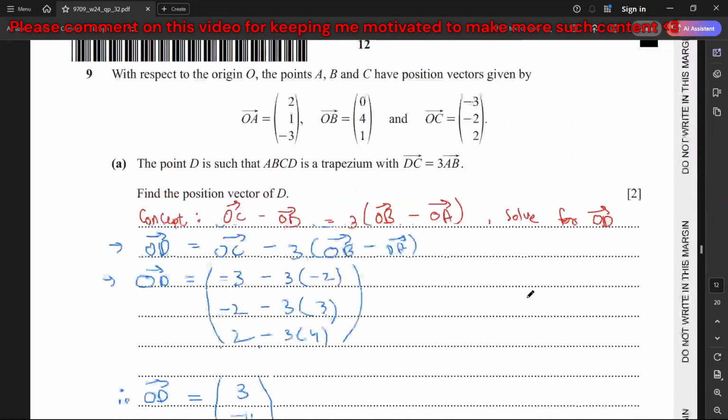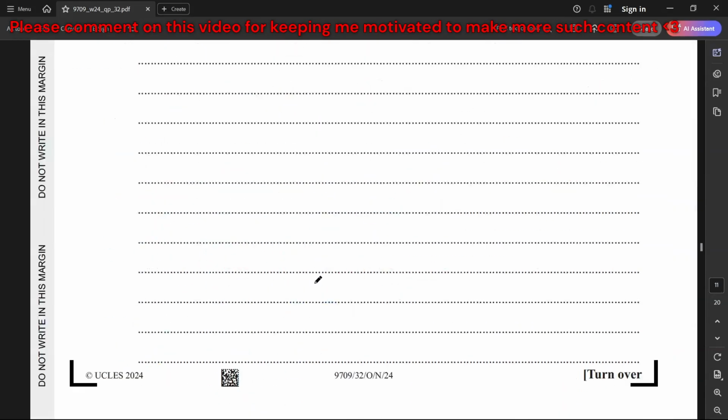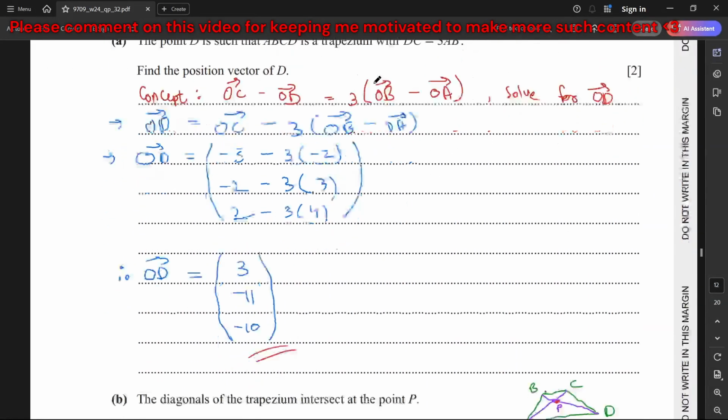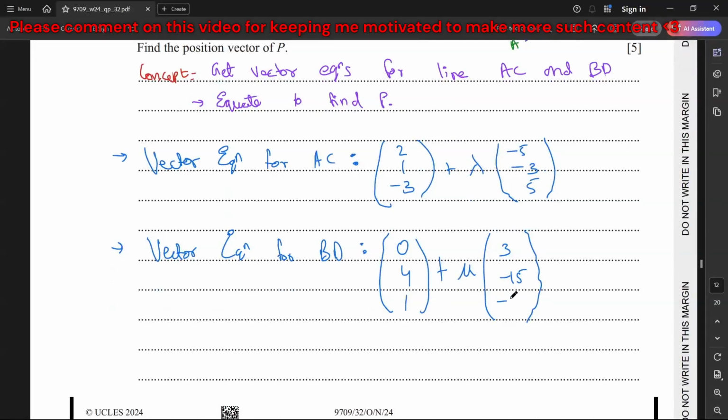And then I'm left with minus 10 minus 1 is minus 11. Right? OD minus OB minus 1 is minus 11. So now that I have two equations, I can equate their x coordinates, y coordinates, and z coordinates. I just need any two of them, and the third one is the z coordinate, which I need to find as the point of intersection.